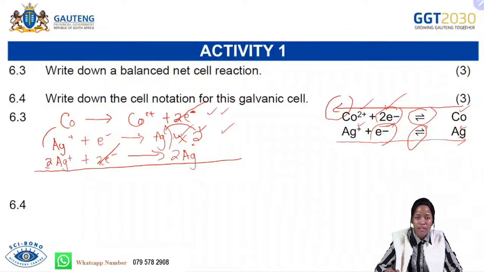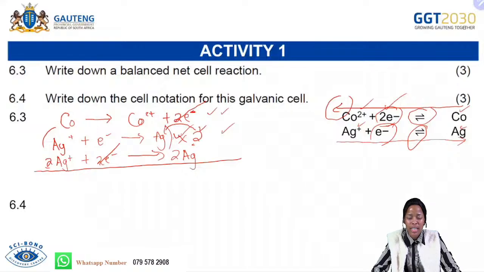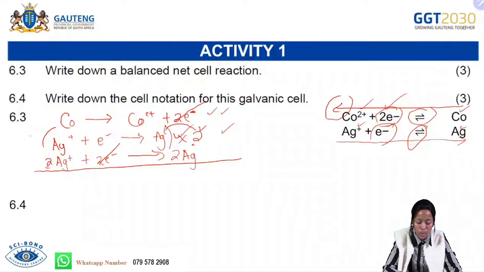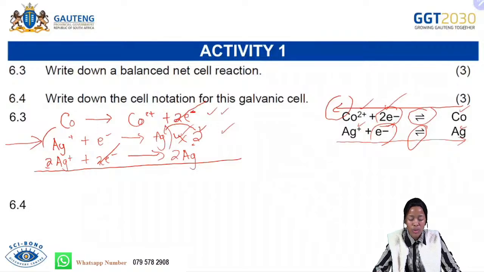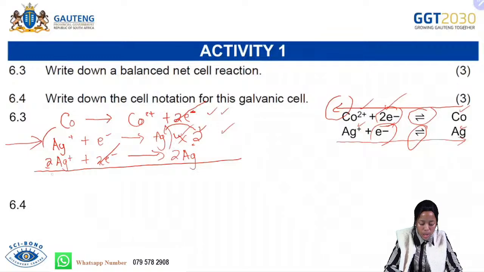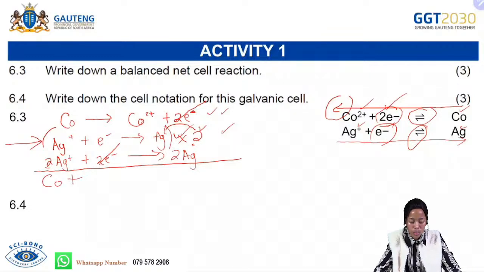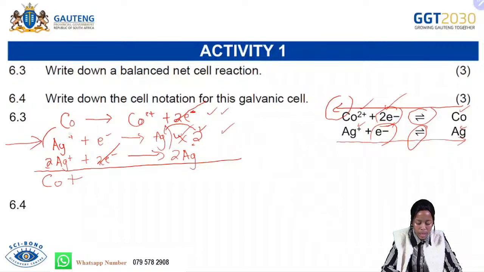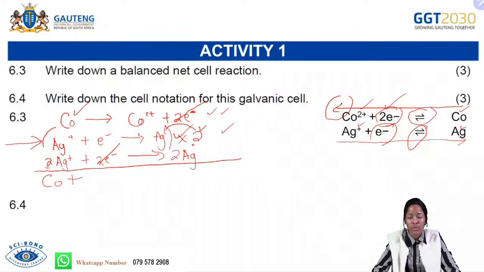So now that we have balanced the silver half reaction, it means that we're no longer going to be focusing on the first one that we wrote here. We are going to focus on the one that has a balanced number of electrons. So let's see, what is it that we have? How you write it is that you write whatever you have on the left-hand side of the arrow. Once you are done, you write whatever you have on the right-hand side of the arrow.